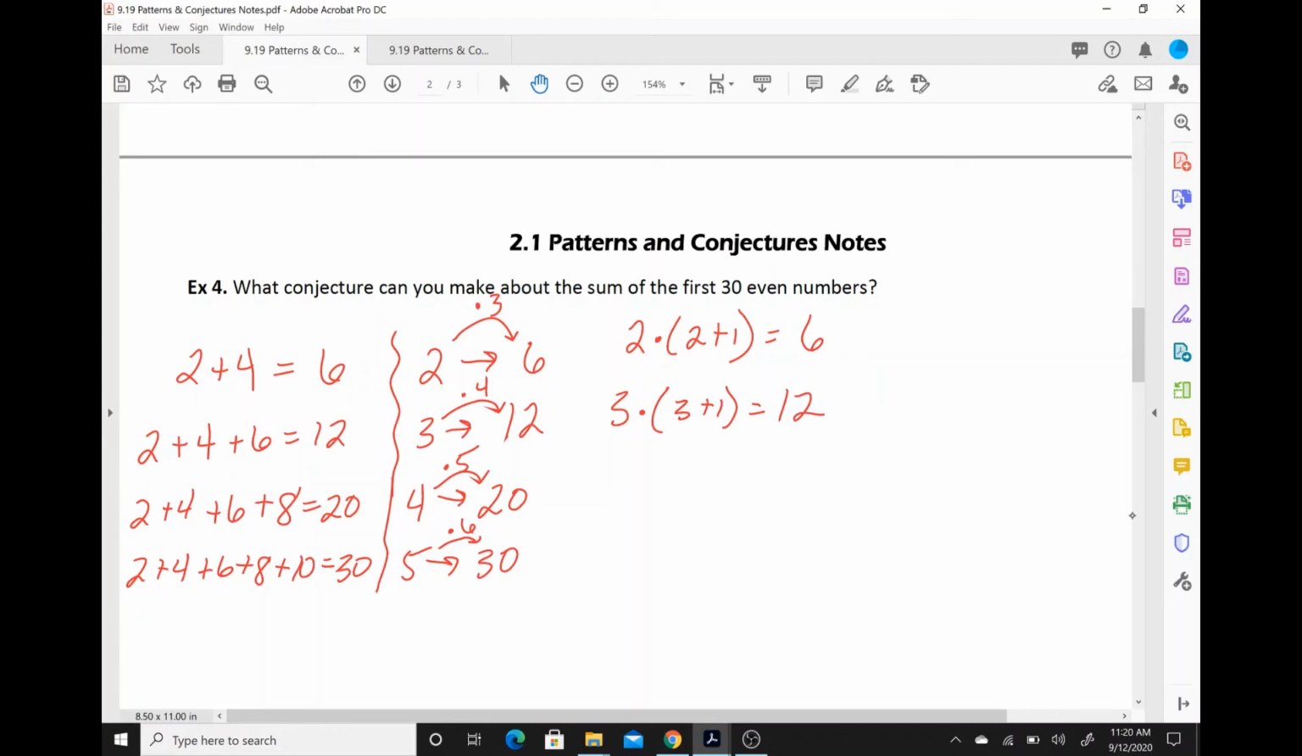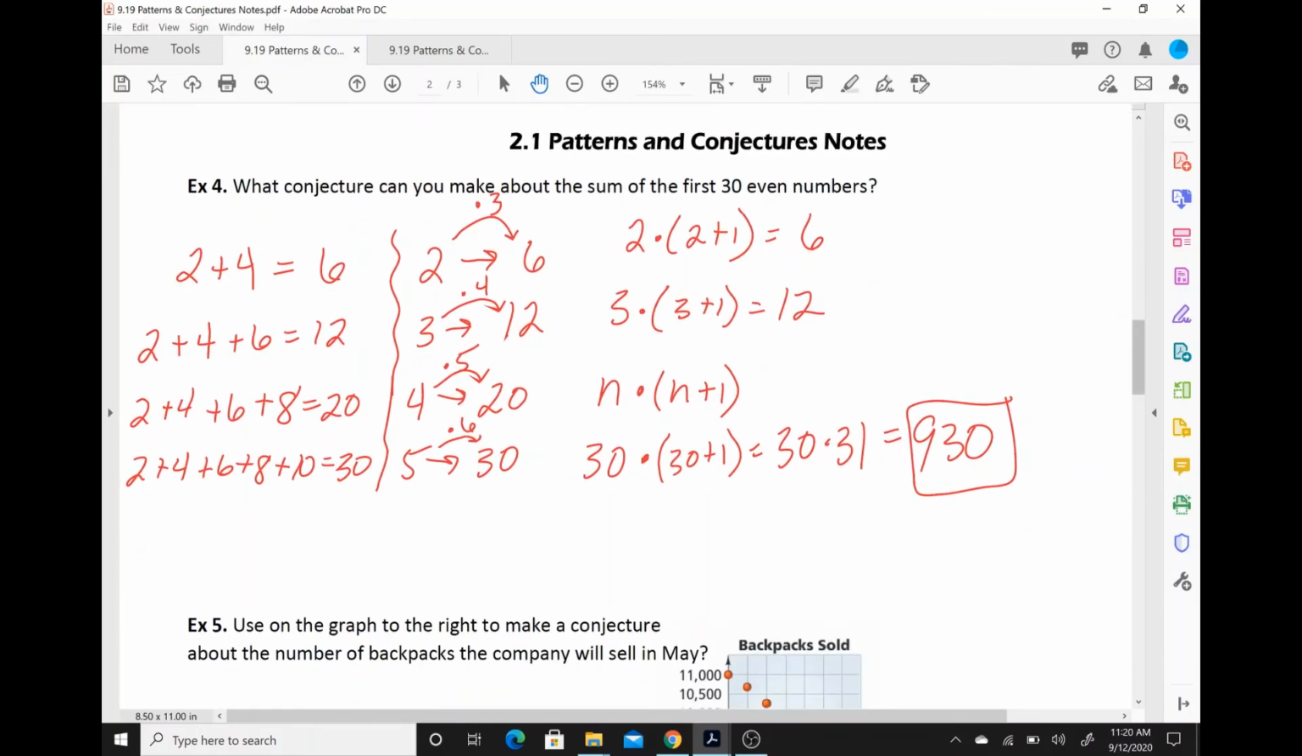So if you notice here, you're taking the number of even numbers, so you're doing n, and you're multiplying that by n plus 1. And that will give you the sum of those even numbers. So now they're saying, okay, we want to do the first 30 even numbers. So we want to do 30 even numbers, and we have to multiply that by 30 plus 1. So we're doing 30 times 31. And then when you actually multiply that, 30 times 31 would give you 930. So that is going to be the sum of the first 30 even numbers.